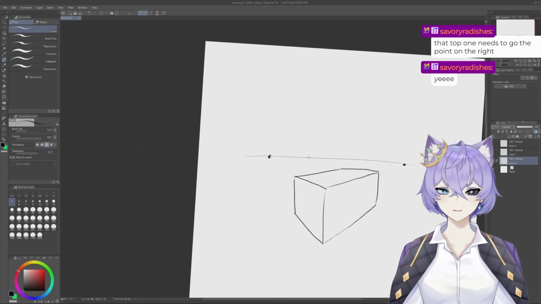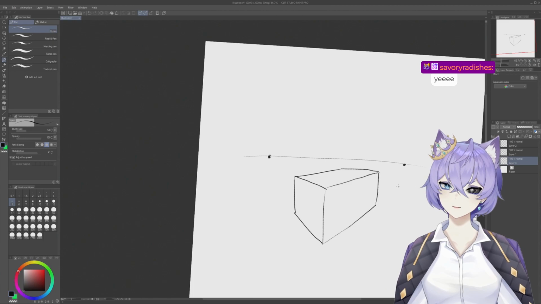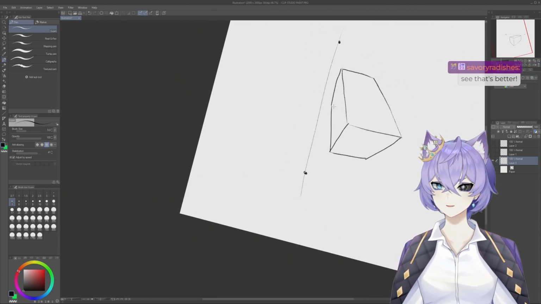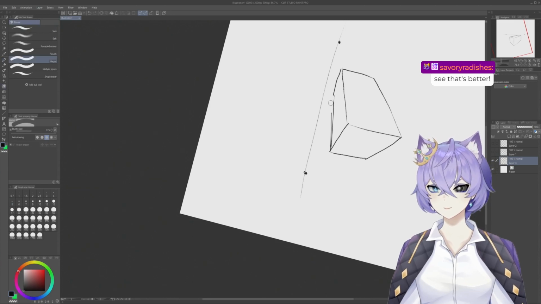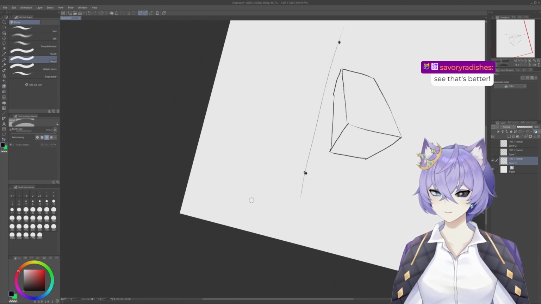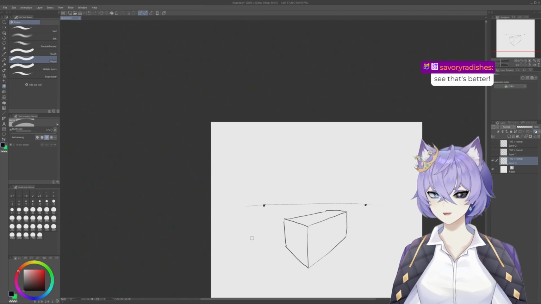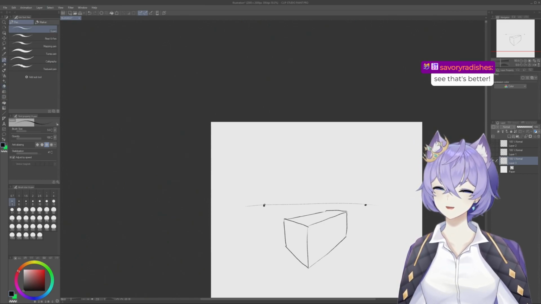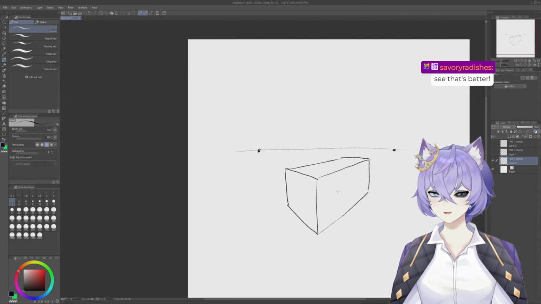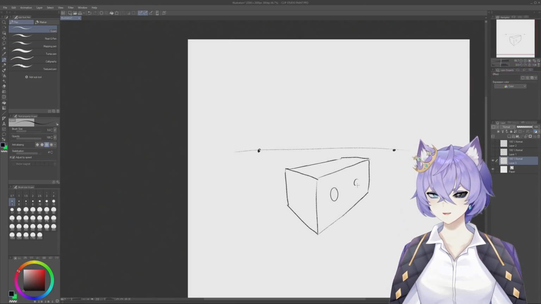That top one used to go on the point to the right. Yeah. So it'd be more angular like this. So it'd be more like this. So that would be probably better. But then doing it at this extreme angle means I need to draw the eyes like that.